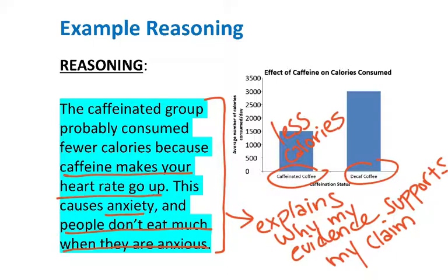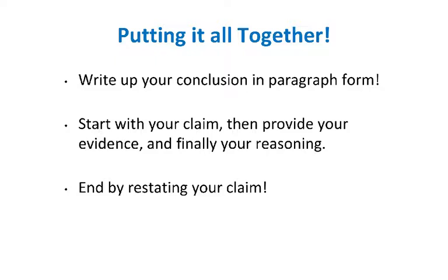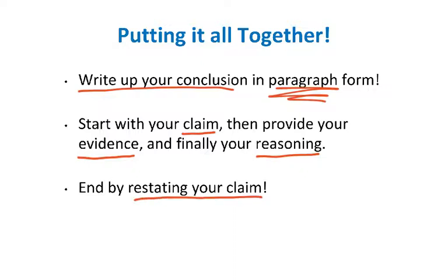Okay, so now that we understand the three different parts of the CER process, C is for claim, E is for evidence, and R is for reasoning. Once we have our three different pieces of information, now we need to put it all together. So when you put it all together, you need to write up your conclusion in paragraph form. So instead of having your claim, and then your evidence, and then your reasoning, you need to put it all together into a paragraph. And you want to write your paragraph in order. So you want to start with your claim, then provide your evidence, and then finally provide your reasoning. And then to end your paragraph, you usually want to restate your claim at the end.